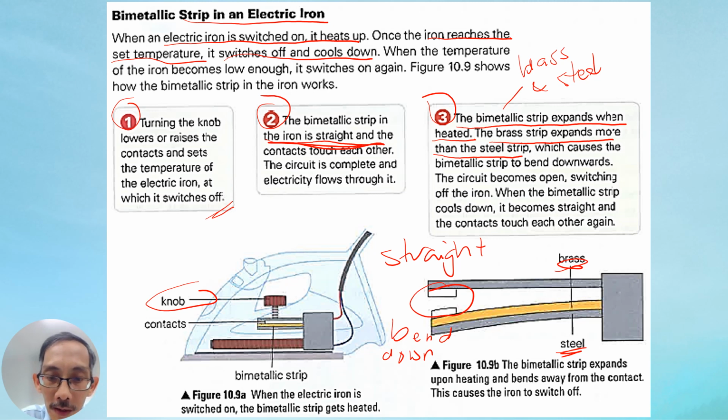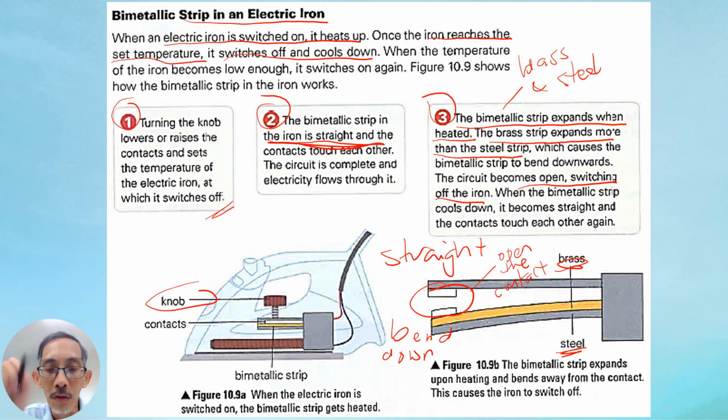When it bends downwards, it will open the contact. What it means here is now the circuit will be open. Electricity will not flow anymore into the heater, into the iron. In other words, the bimetallic strip after it's expanded will switch off the iron. Okay, will switch off the iron.